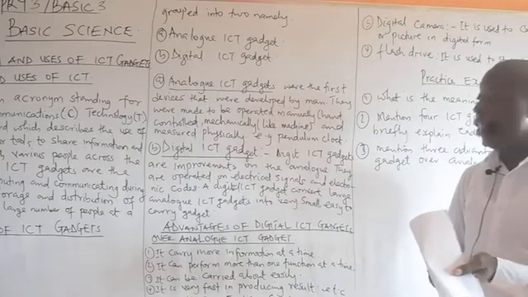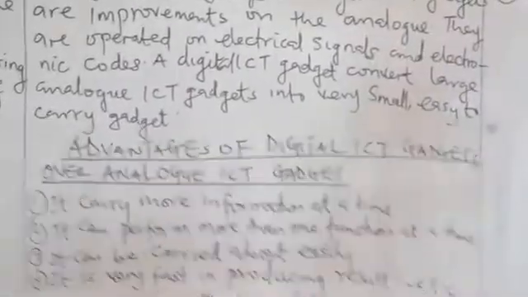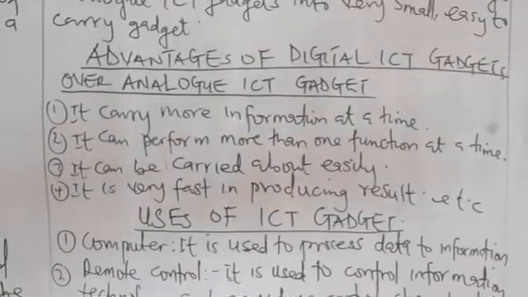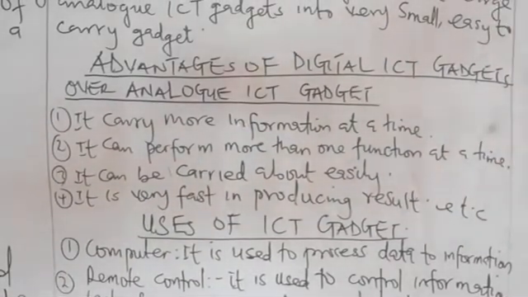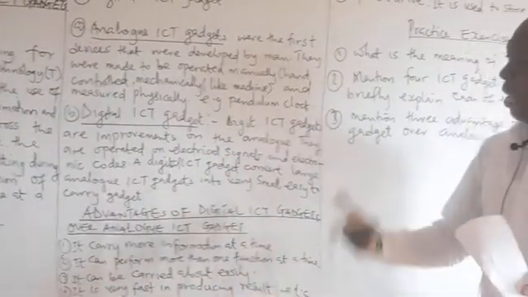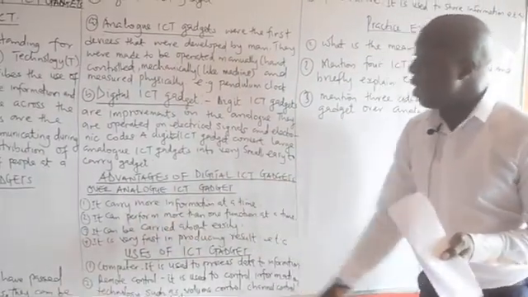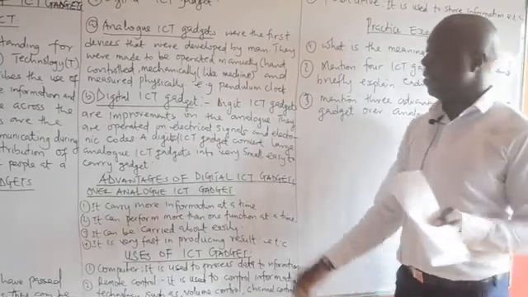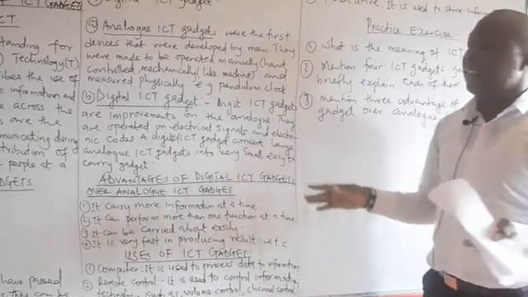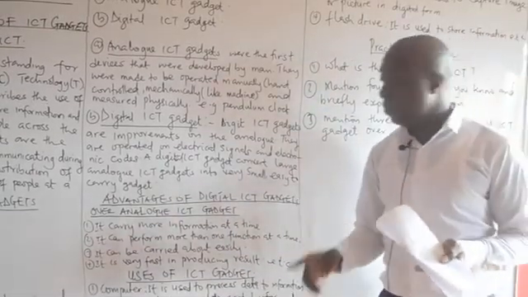And what are the advantages of digital ICT gadgets over the analog ICT gadgets? Remember, the analog ICT gadgets were the first devices that were developed by man. They can be operated manually, that is hand control. What are the advantages? One, it can carry more information at a time. That is, the digital ICT gadget can carry more information at a time.